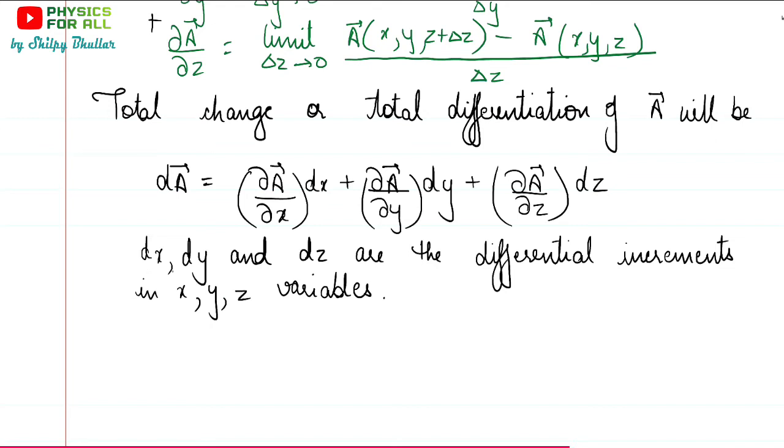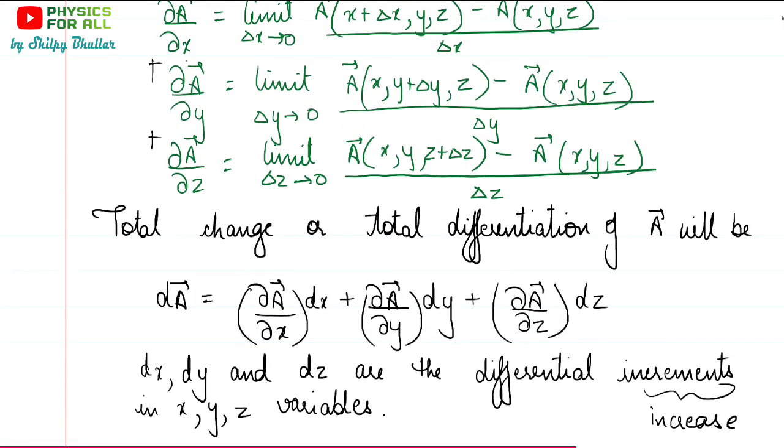And also this dx, dy and dz are the differential increments, meaning increase in the x, y, z variables. Now when we are studying the change in vector A with respect to x, with respect to y, with respect to z, whatever change happened in x, that is dx. Whatever change happened in y, total change. Now see, this dA is the total change or total differentiation of A. So now we are just summing up everything. We know that x was changing, we know y was changing, we know z was changing.